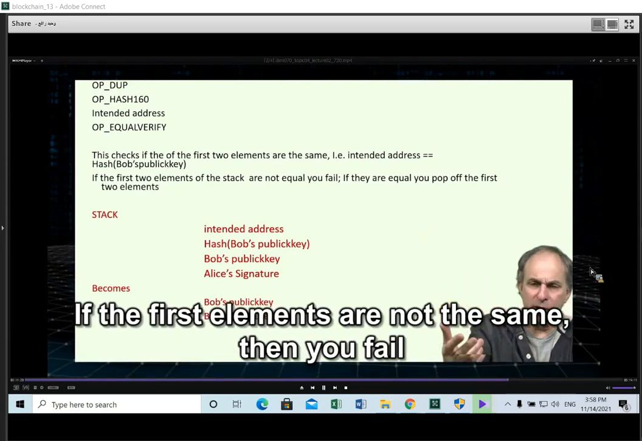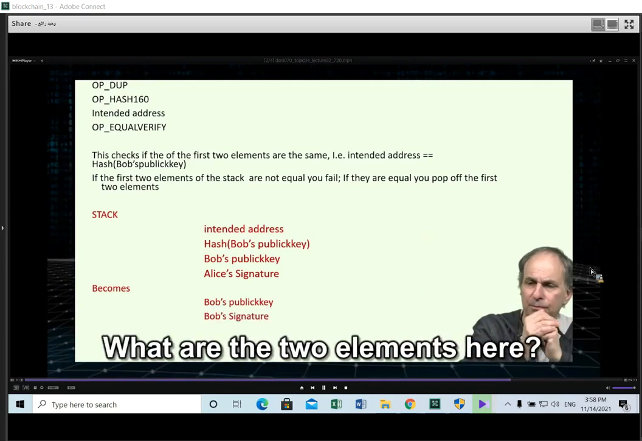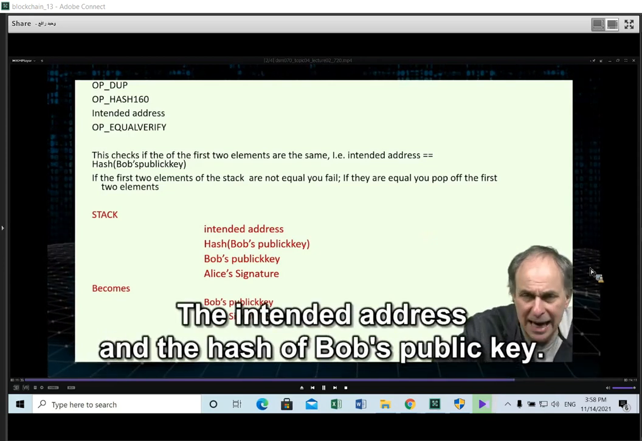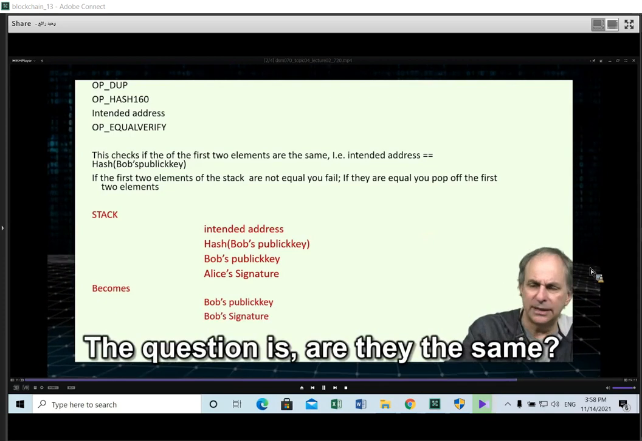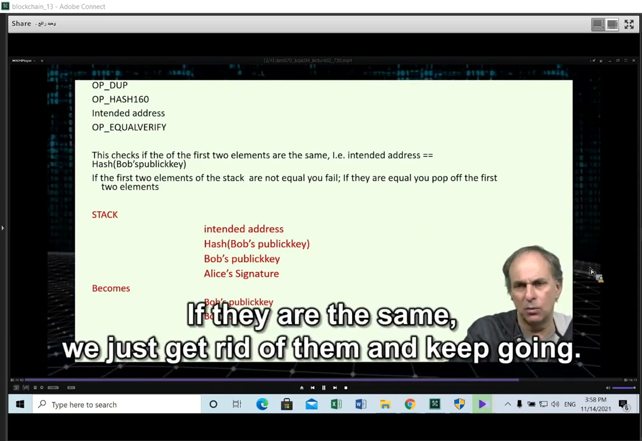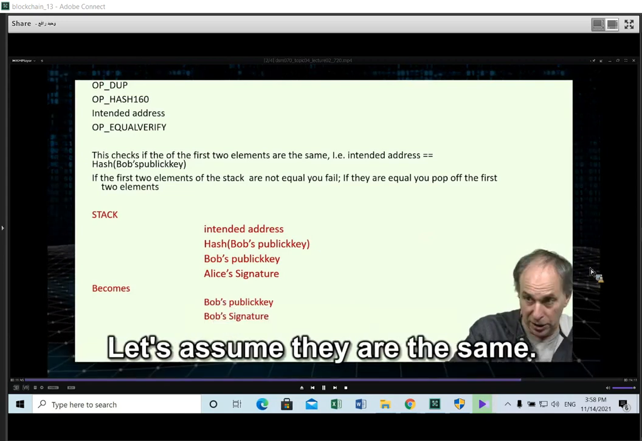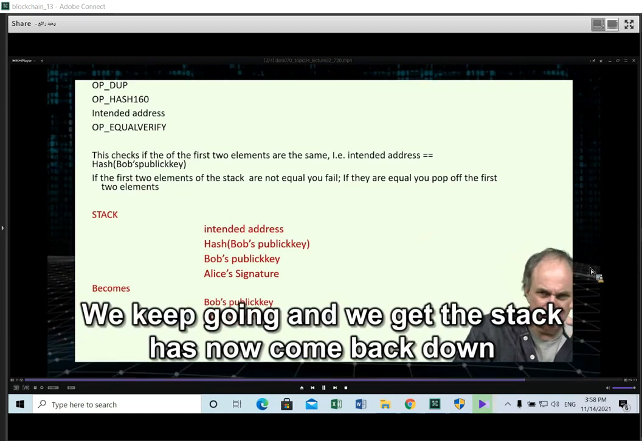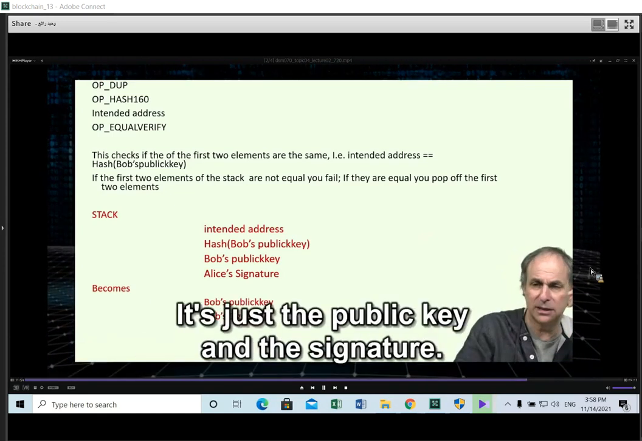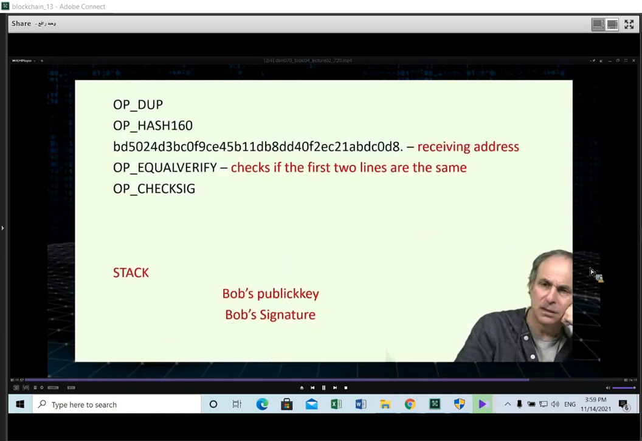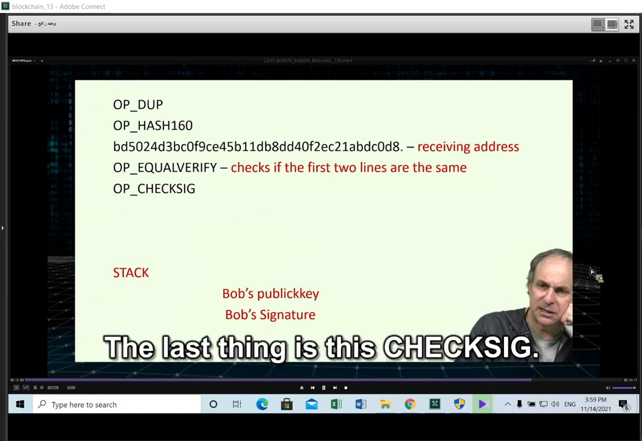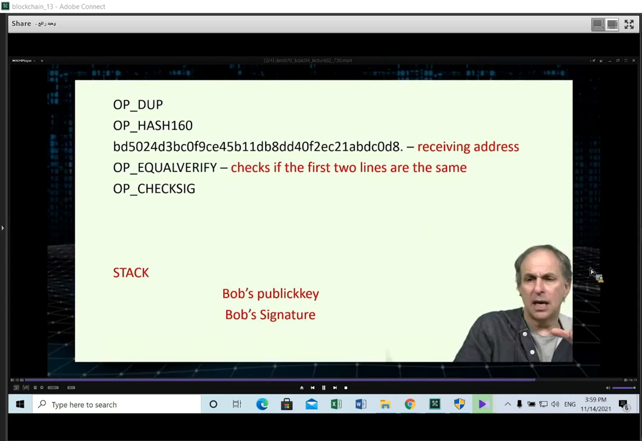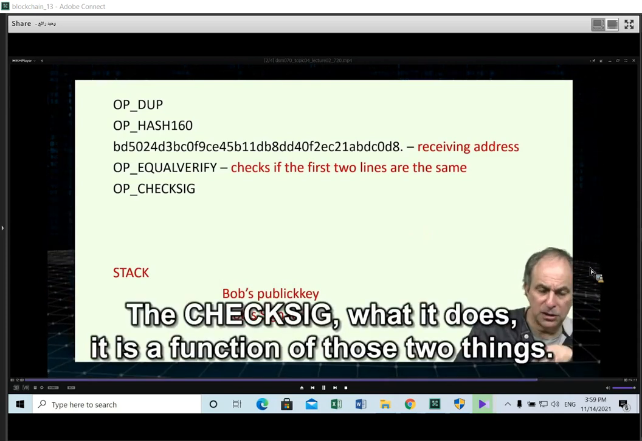So it's got two inputs now. It's got two things on the stack, and the check sig is a function of those two things. So it's a function of two variables. It takes those two from the top, the public key and the signature, and it is our old friend, the verify function we talked about, with the transaction sort of buried within it. So it's essentially this: it returns a Boolean that's true if and only if the string at the right is the signature associated with the public key on the left, right?